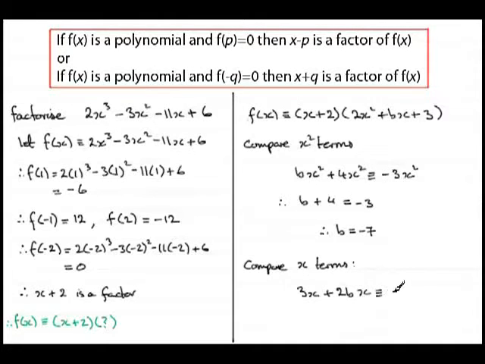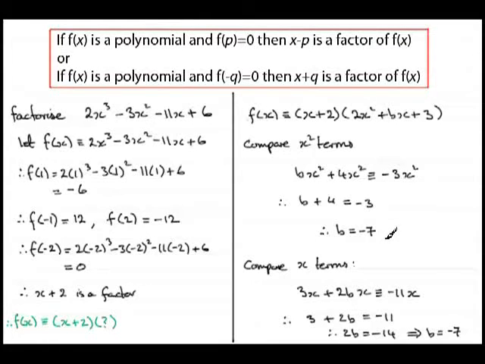And what's that got to be identical to? Well, we hope that it will come to this x term here, minus 11x. So if we ignore the x's now, it therefore means that the 3 plus 2b must be equal to minus 11. And if we subtract 3 from both sides, we've got 2b equals minus 11 minus 3, which is minus 14. And if we divide both sides by 2, we end up with b equaling minus 7. Obviously it's got to be the same value as we established here, and you can see it works.